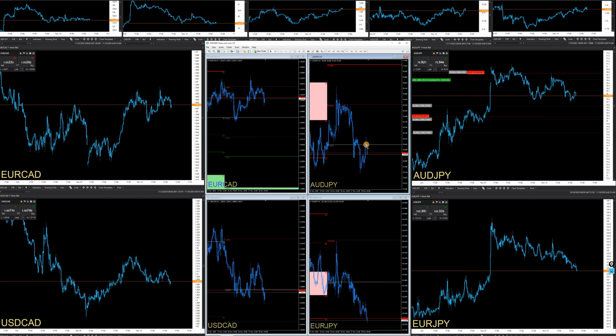There's my Australian euro bouncing beautifully off the central pivot. Next stop, I believe next stop is going to be M2 during this New York session, and hopefully cuts all the way through all my target zones. We'll keep you updated.